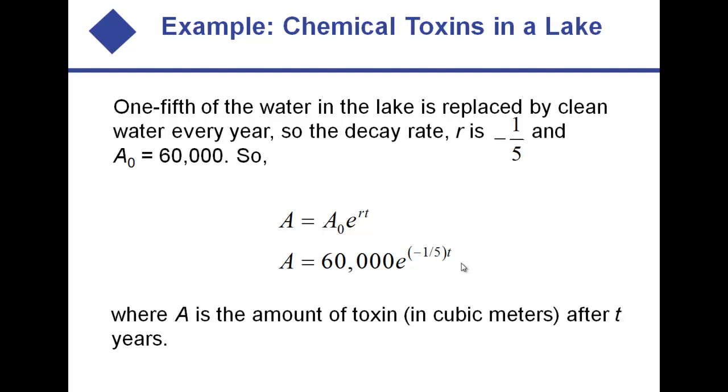And the starting amount, in this case, of the toxic chemical is the 60,000 cubic meters that were first put into it. So A sub 0 is our 60,000. R, the rate of decay: we're losing 1/5 of the lake every year. It's being flushed out. So 1/5 of the bad stuff, this toxic stuff, is also being flushed out each year and being replaced by clean water. So here's our simple formula that gives us the amount of toxin in the lake after a time t.